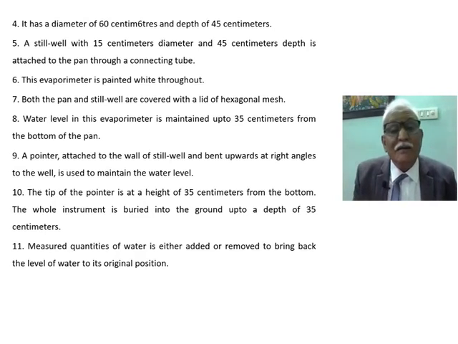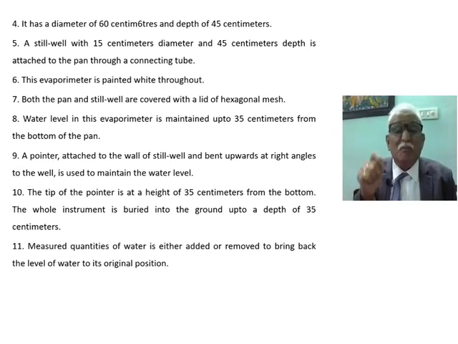The water level in this evaporimeter is maintained up to 35 centimeters from the bottom of the pan. A pointer attached to the wall of the stilling well and bent at right angles is used to maintain the water level. Just like the USWB, it is the same here, but here it is in the attached stilling well, on one side. So the tip of the pointer is at a height of 35 centimeters from the bottom, with a total height of 45.